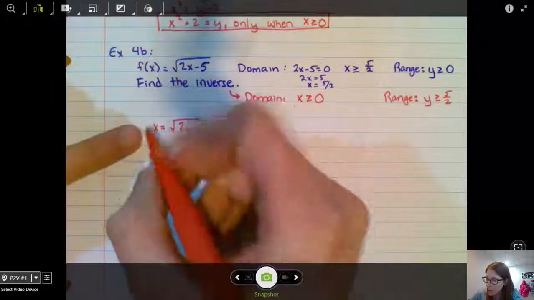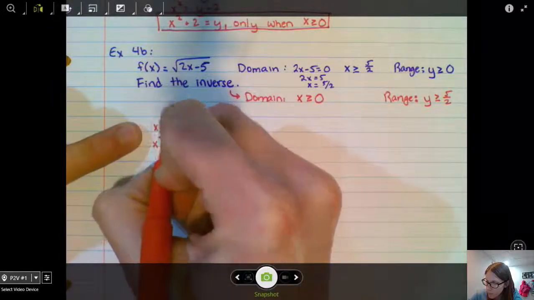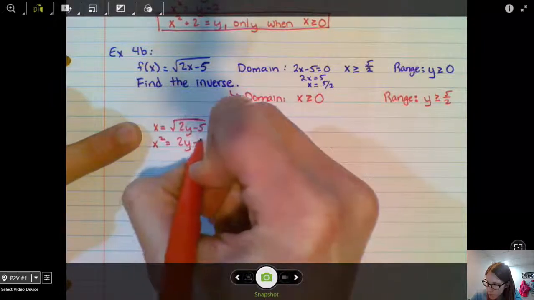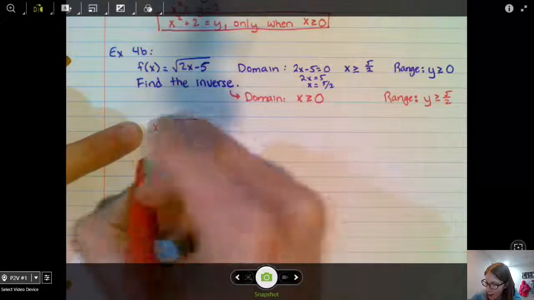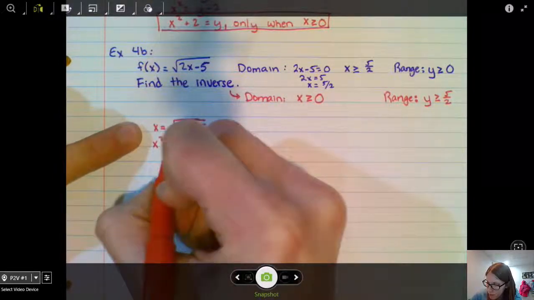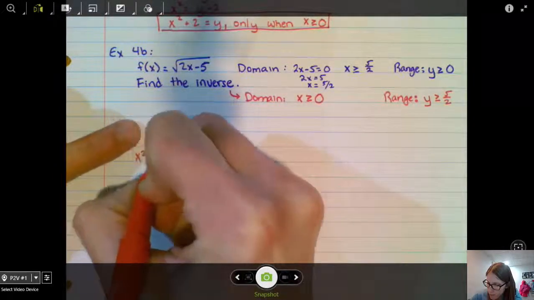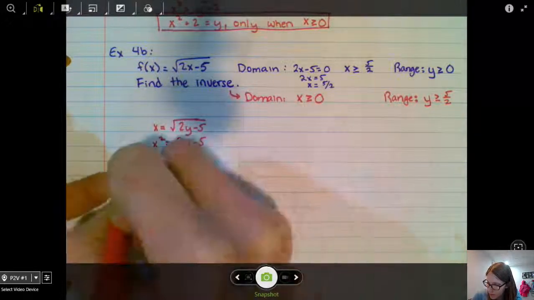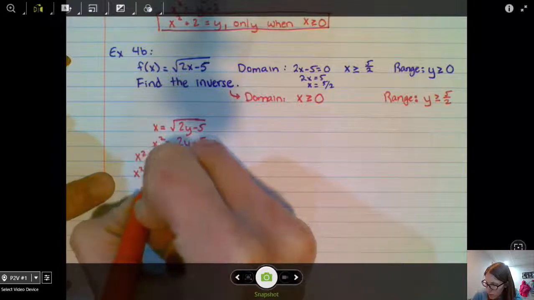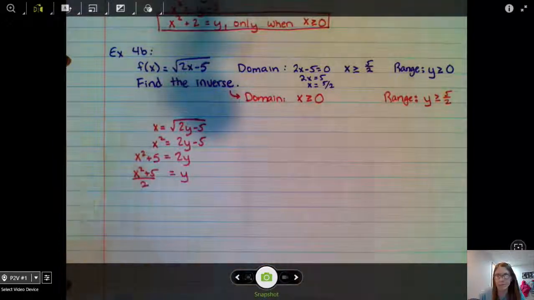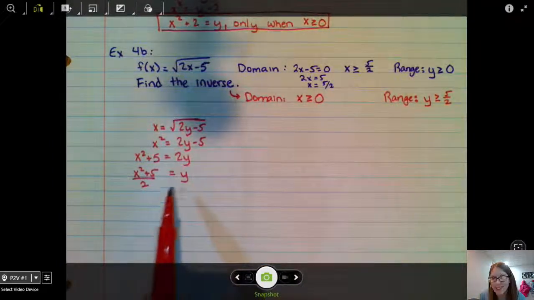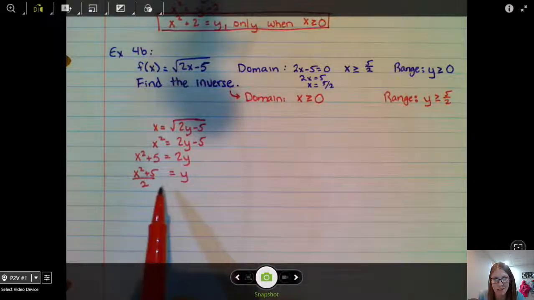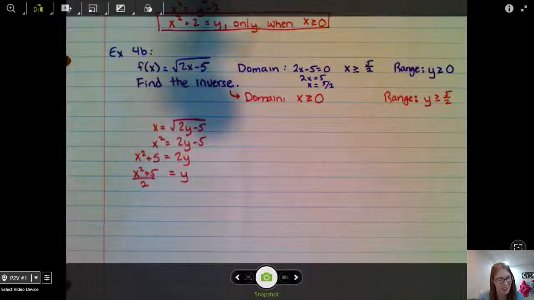I'll square both sides first. And then add 5. And divide by 2. So this looks like what my inverse function is.